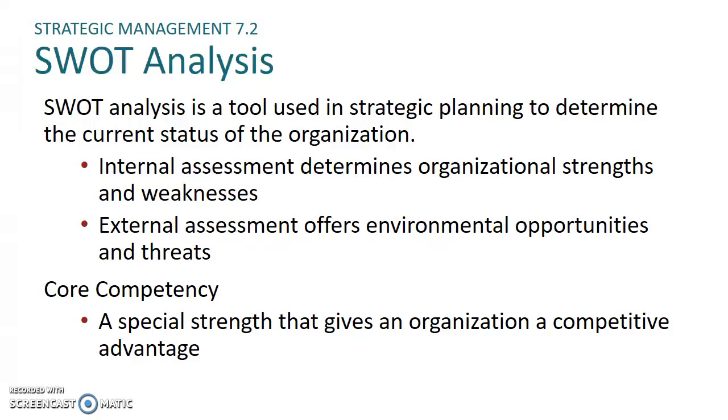If you were to say what would be a core competency of, let's say, Amazon, for instance. What's that one special strength that gives them a competitive advantage? That core competency of Amazon would be their one-click ordering. That's one thing that stands out for Amazon that really gives them that competitive advantage over anyone else in the business. So those are your big takeaways from Chapter 7.